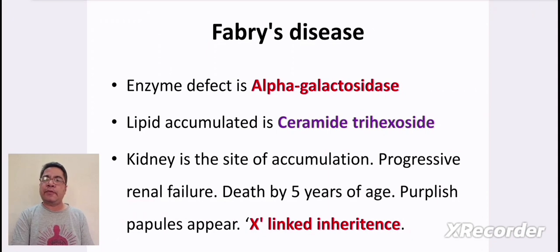Fabry's disease. The enzyme defect is alpha-galactosidase. Lipid accumulated is ceramide trihexoside. Kidney is a site of accumulation. Progressive renal failure is seen. Death by 5 years of age is seen, purplish papules appear, and X-linked inheritance is seen.